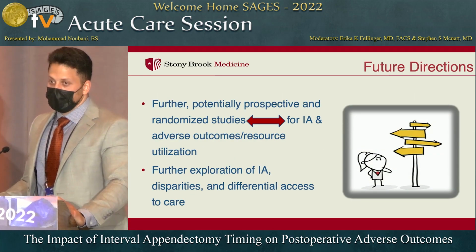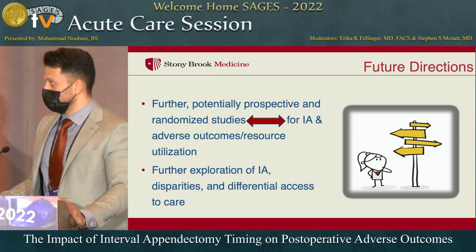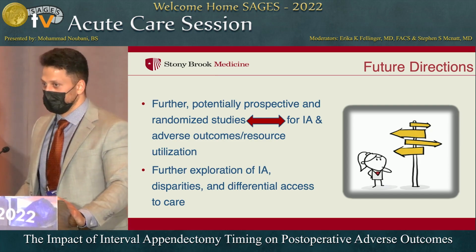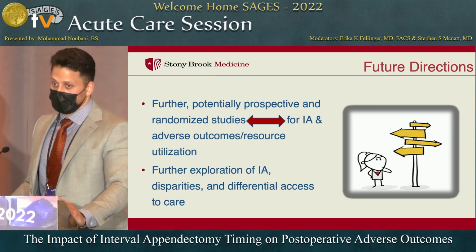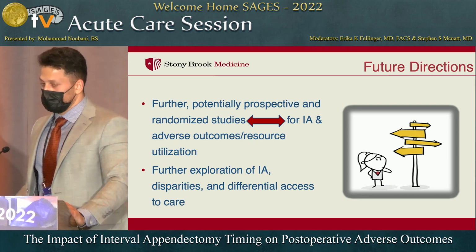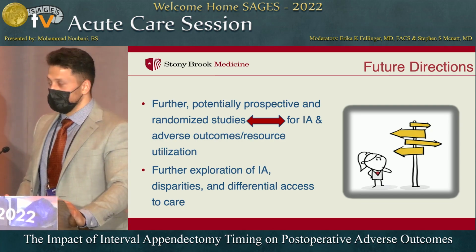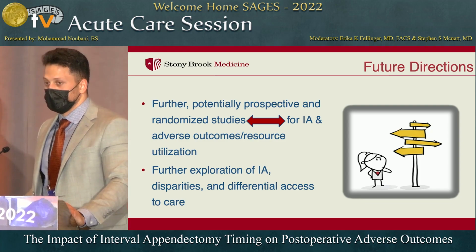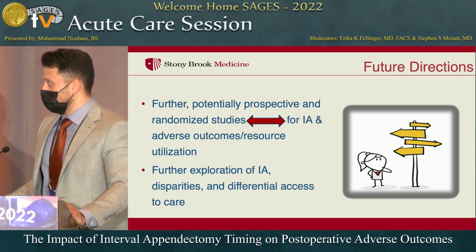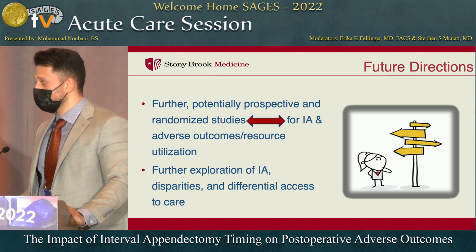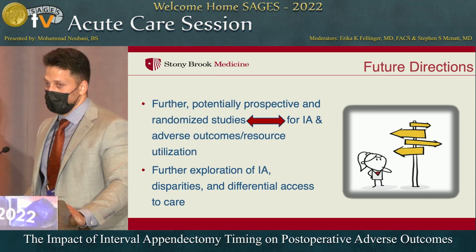Our study had 5,000 patients. It's robust, but it's retrospective. So moving forward, maybe we can use prospective or randomized trials to look at the association between interval appies and adverse outcomes and resource utilization. Further, we can dedicate studies to primarily look at interval appendectomy and its association with health disparities and differential access to care.